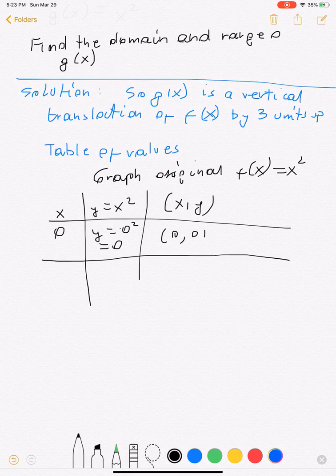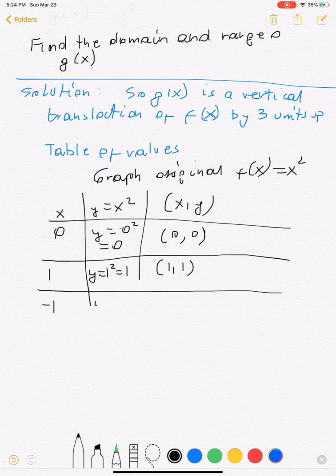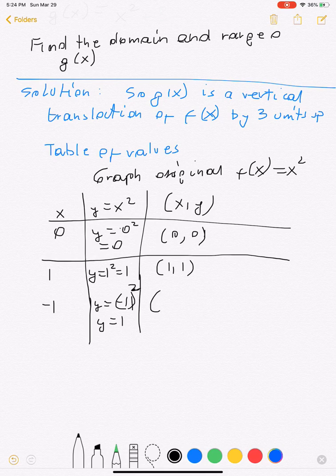Okay, next let's pick x equal to 1, so y is equal to 1 squared, which is just 1. So we have the point 1 comma 1. And let's make x equal to negative 1, so y is equal to negative 1 squared, which is just 1. So we have the point negative 1 comma 1. We're going to graph them in a second.